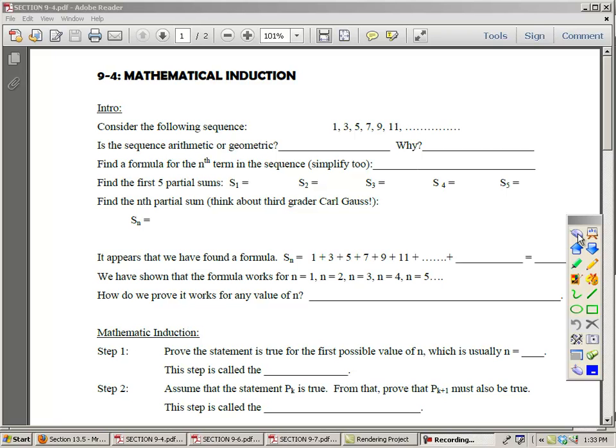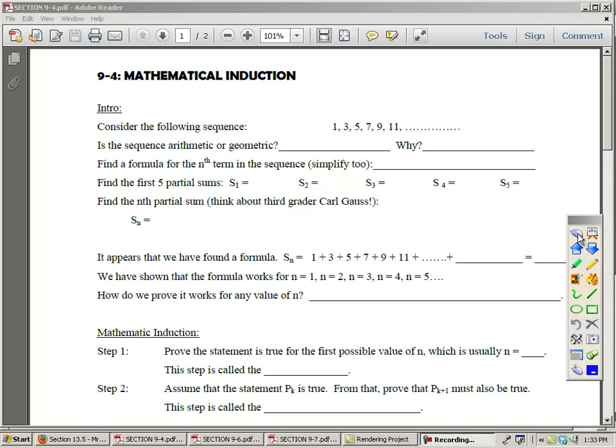Welcome to section 9.4. We are doing the only section in pre-calc where we're doing proofs. And we told you this one was coming, and so here it is. It's called math induction. One thing I love about this section, besides the fact that it's a proof, is that there is always one specific way to set up your proof, and you follow that proof every single time you do it. And so that's really nice.